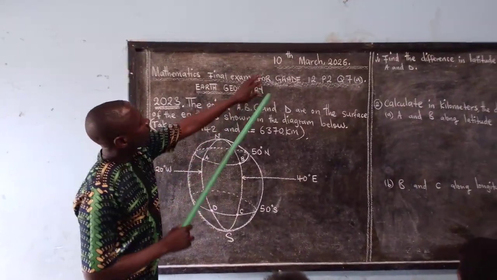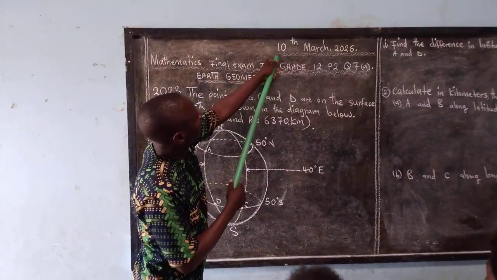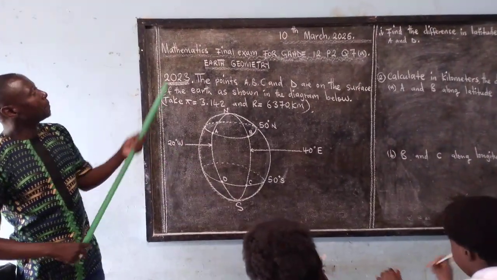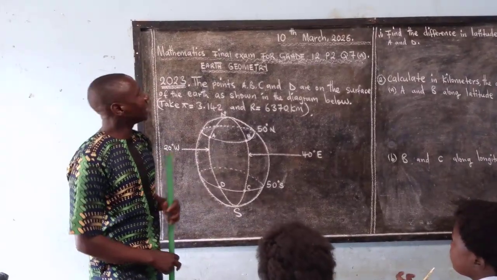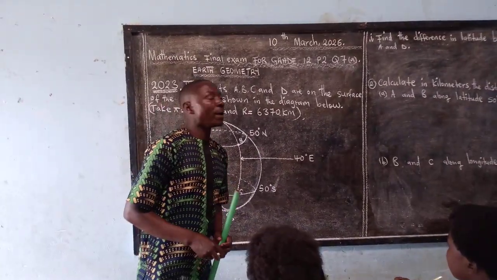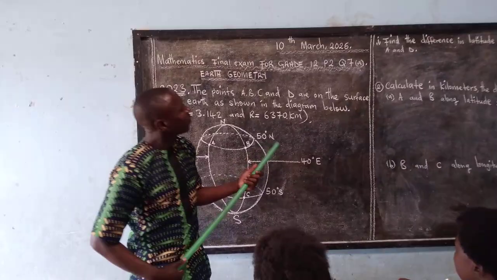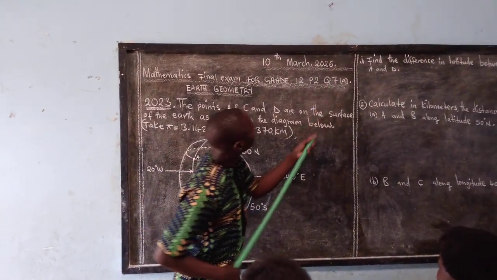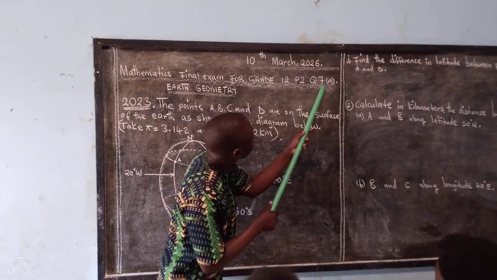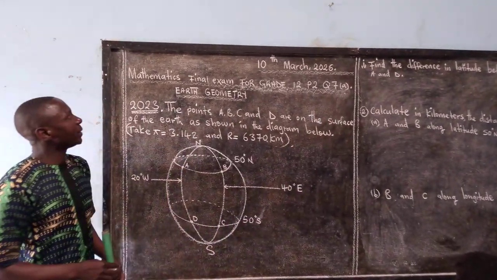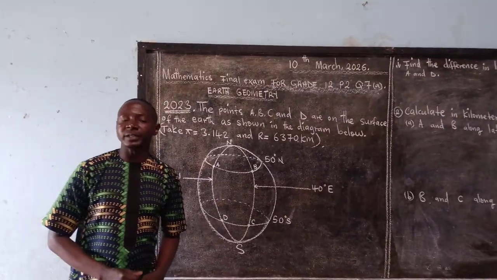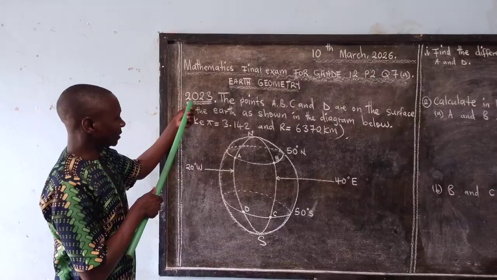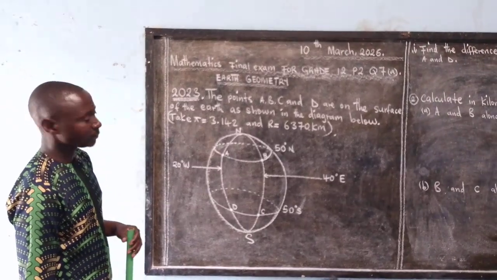As you can see, the date for today is 10 March 2026. We are going to learn mathematics final exam for grade 12, paper 2. The question was gotten from question 7, which is question 7a. The topic is earth geometry. Are we together? Yes. 2023, 3 years from now.